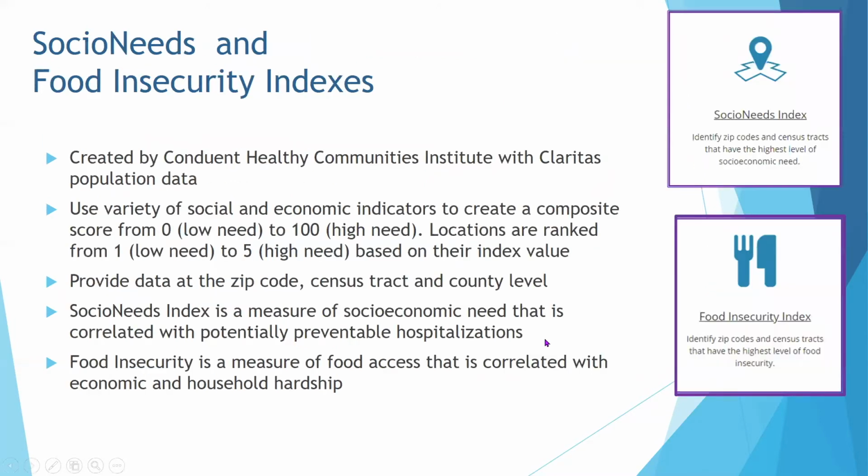So let's start with a brief overview of the 2 proprietary indexes that you may have seen within our system. The SocioNeeds Index and the Food Security Index were both created by research teams from our website host, Conduent Healthy Communities Institute. And unlike other population-based data, which often comes from the census, they use Claritas, which is a large, continuously collected database that's used for marketing. And Claritas provides more up-to-date and detailed and granular population data.